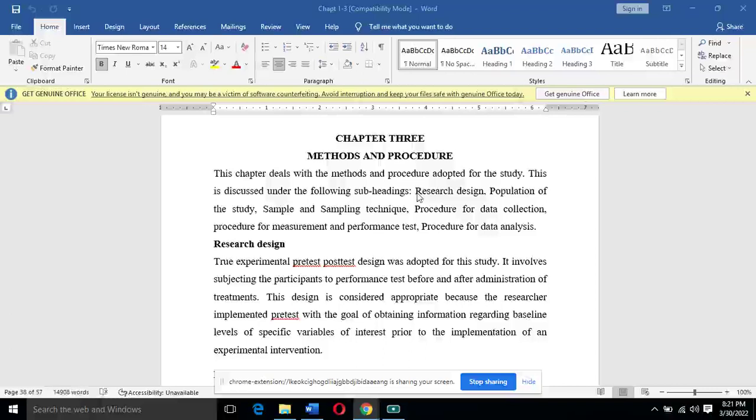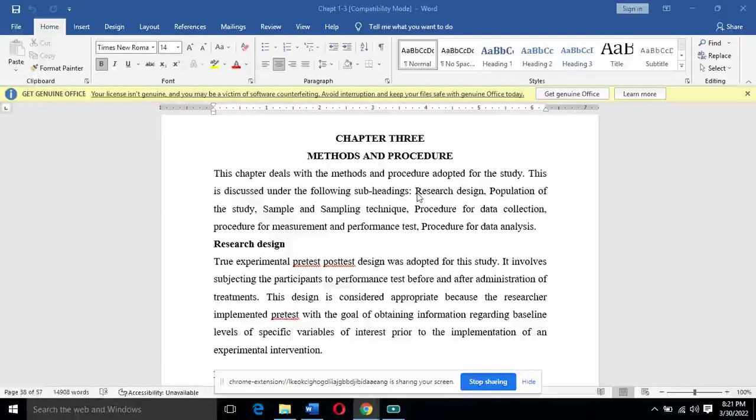This chapter usually contains the research design, the population of the study, the sample and the sampling technique, the procedure for data collection, and procedure for data analysis. In some cases, if your research involves using a questionnaire, you will add the reliability and validity of the instrument that you want to use.